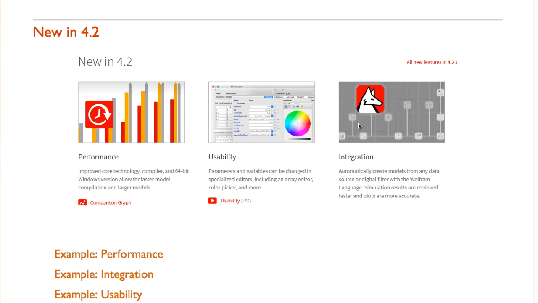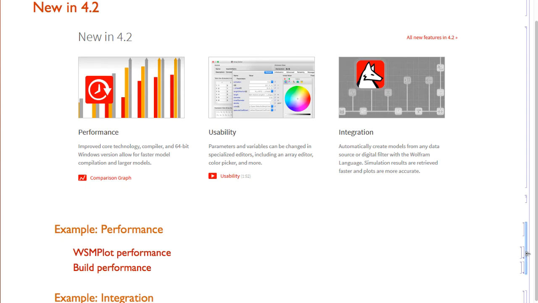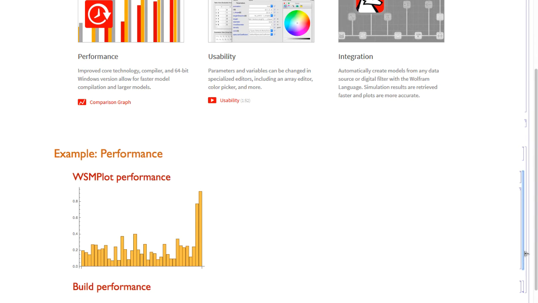Performance improvements is something that you will enjoy when you're using the product. Everybody will do that. And in fact, there are 2 main areas in which performance has been improved: model compilation and plotting SystemModeler results from within Mathematica. Let's start looking at the latter first.